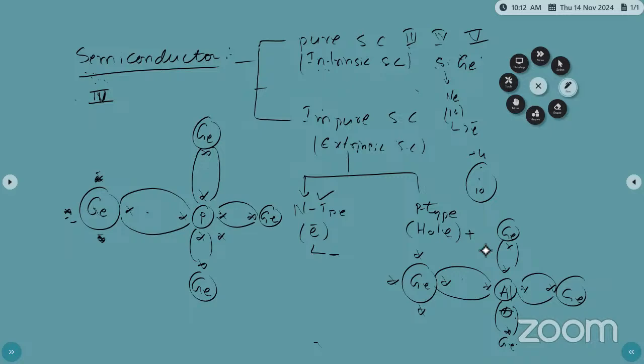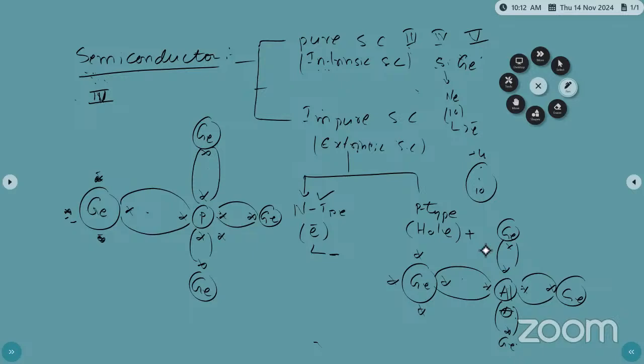So why are we making the impure semiconductors? To improve the conductivity of that material. Semiconductors are fourth group elements. So to improve the conductivity, we add impurities to the pure semiconductors. Making the impure semiconductor is called the extrinsic semiconductor. Based on which impurity we are adding, the impure semiconductors are N-type semiconductors and P-type semiconductors.